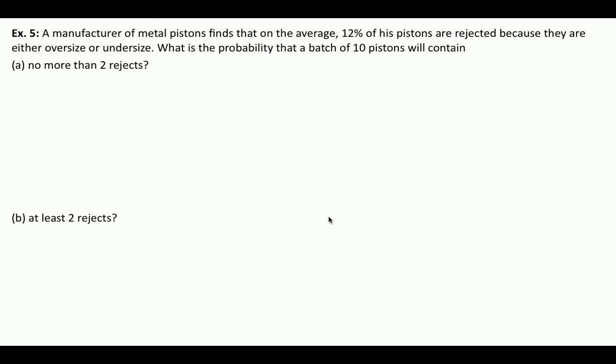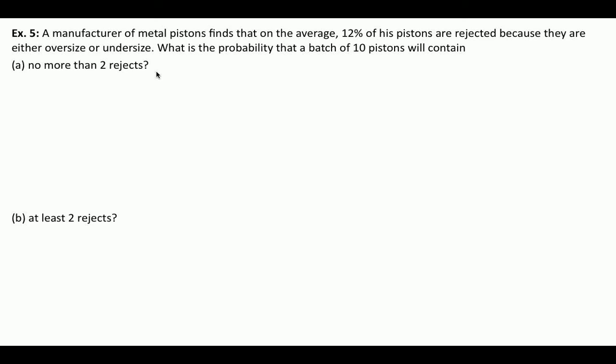So if 12% are rejected, what's the probability that a batch of 10 will contain no more than 2 rejects? Or at least 2 rejects. Here's the thing: we define success and failure, but oftentimes you will see binomial distributions defined as an answer to a yes or no question. Whatever it is that we're counting, if I'm counting rejects and there's one, I put a check mark on my tally. Oh, there's another reject, check mark on my tally. Whatever I'm interested in tallying, I'm considering that a success because it's going to put a check mark on my page.